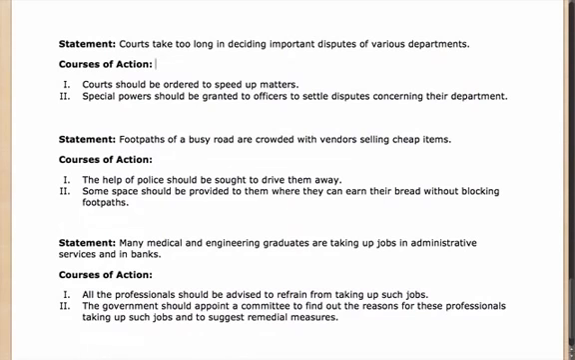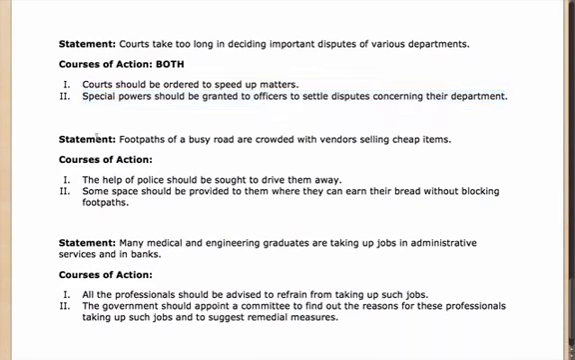Well, once again, it seems like both of them are very valid and very good courses of action, and both should be suggested. Because in one, what will happen is that the court, if they are ordered to speed up matters, they'll be able to take care of more cases. And in the second one, the number of cases that come to the court will get reduced because officers will be granted special powers. So both the actions are recommended, or both the actions should be followed.